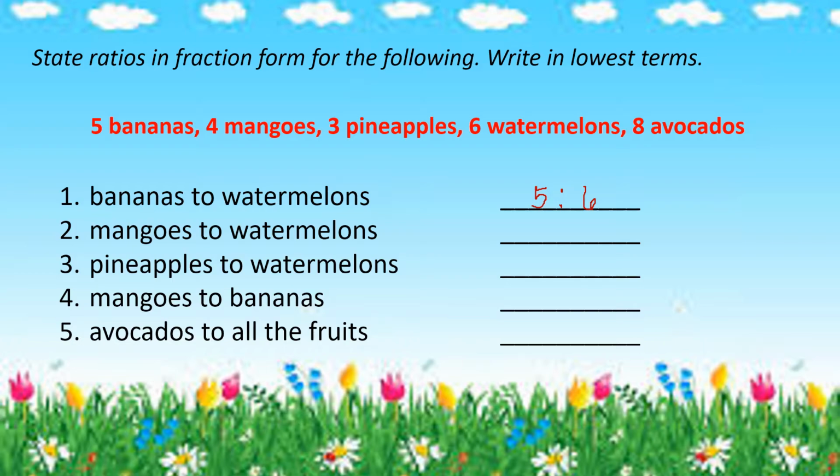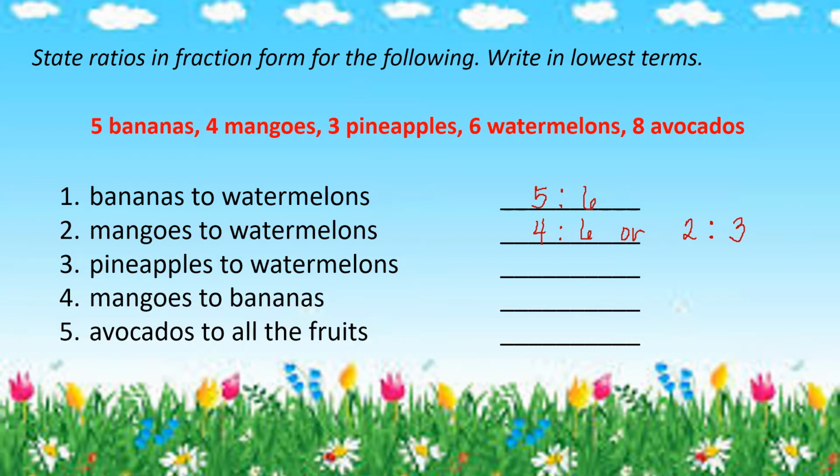Next, what is the ratio of mangoes to watermelons? There are 4 mangoes and 6 watermelons. So the ratio is 4 is to 6. But if you try to observe, we can still simplify this ratio. In simplest form, this is equal to 2 is to 3.